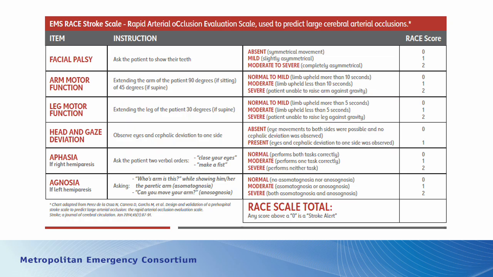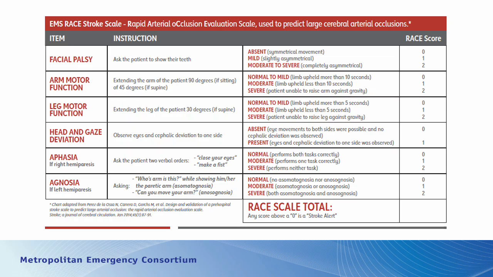What is their arm function? Put their arm out at 90 degrees and see what they can do. Can they keep it up for 10 seconds? Same thing with the legs. Lift the leg up, keep it up for 5 seconds. What is their vision and gaze like? Do they have any evidence of deviation of the eyes to one side or the other?